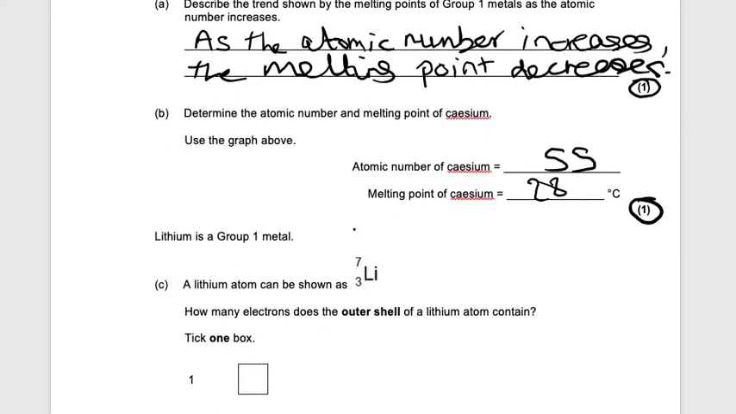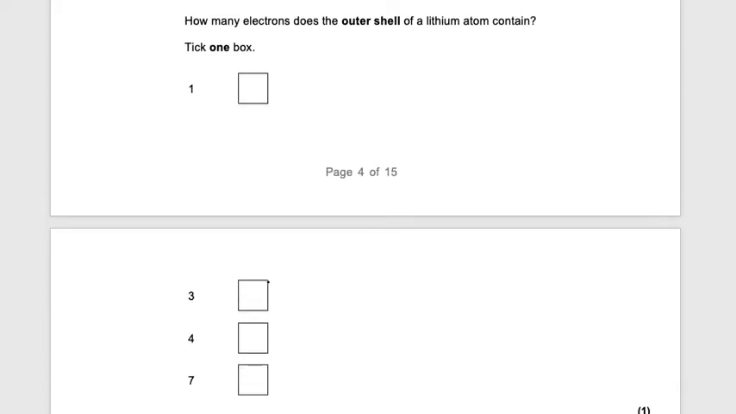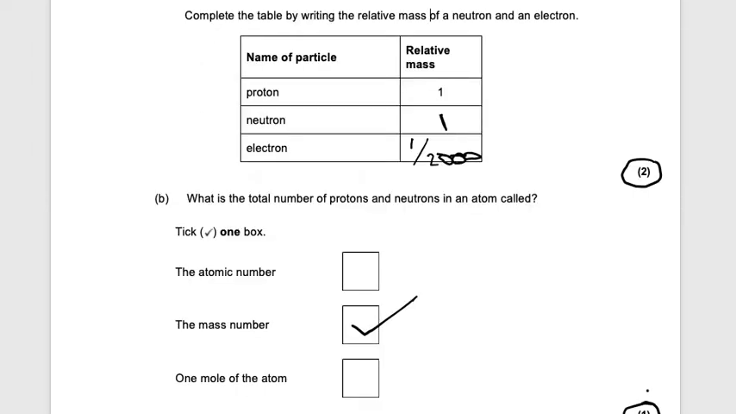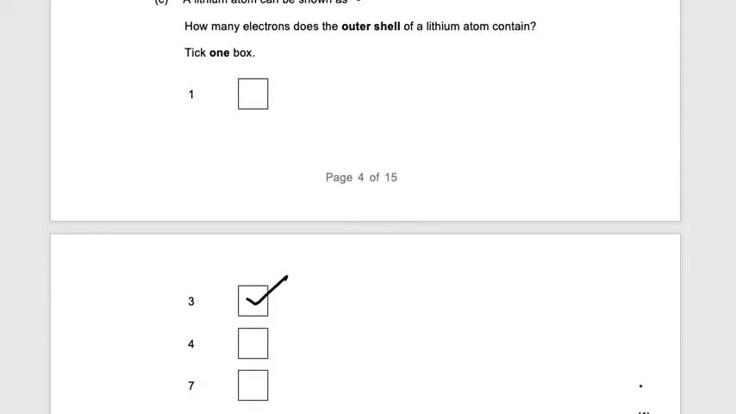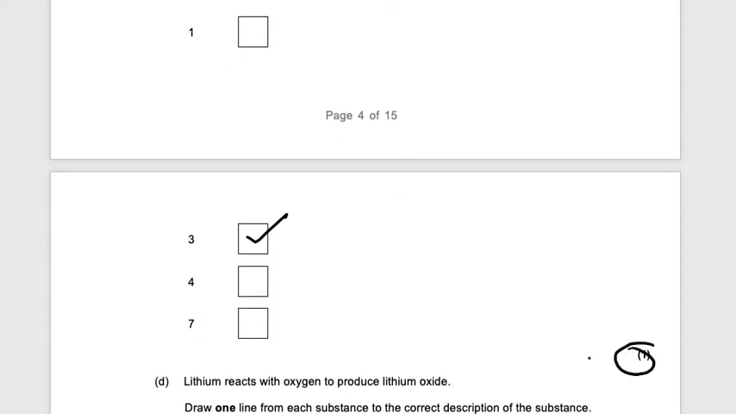Next question, lithium is a group 1 metal. A lithium atom can be shown as, there we have the element from the periodic table. How many electrons does the outer shell of a lithium atom contain? Remember, the electrons are the bottom number and it says 3. So the correct answer to this question would be 3, and that would be 1 mark.